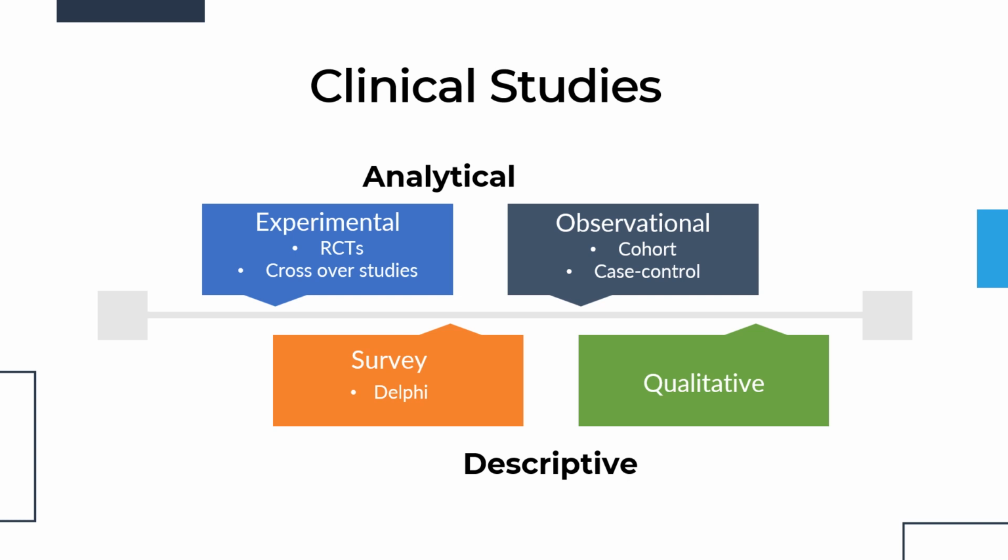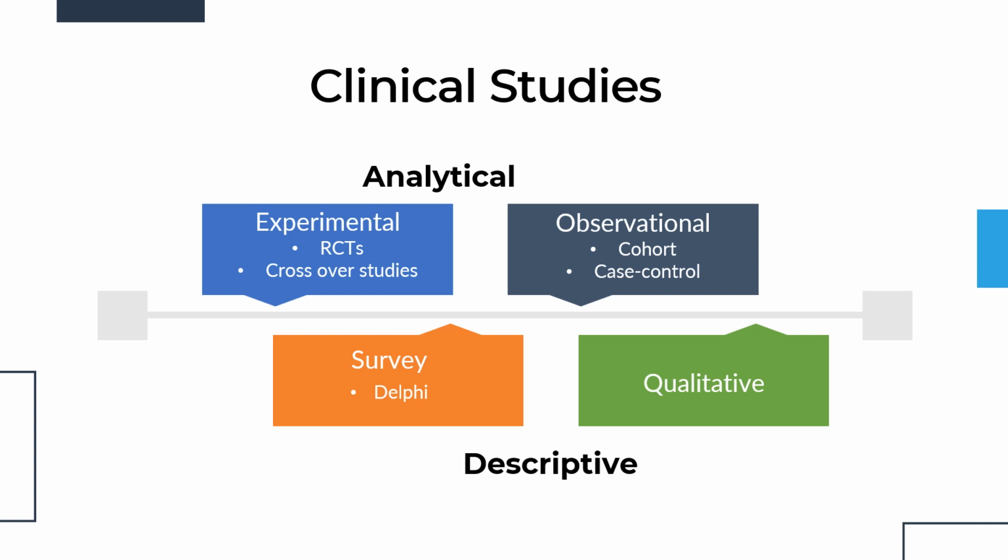A cohort study is looking at people exposed to a certain variable and seeing what happens after that exposure, whereas a case control study is usually retrospective, so it's taking people who have a disease and having a look back and seeing what exposures could have been responsible for that disease.